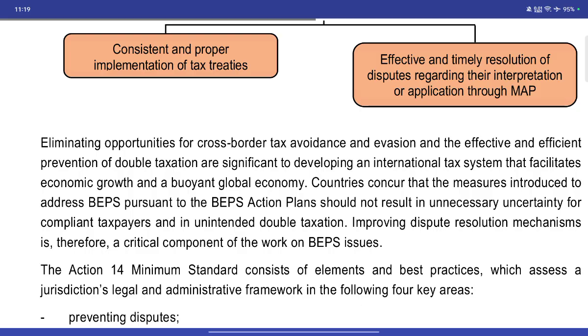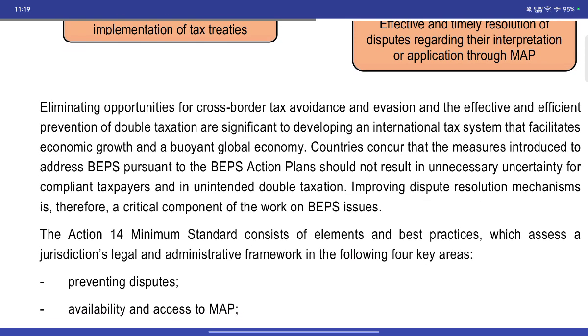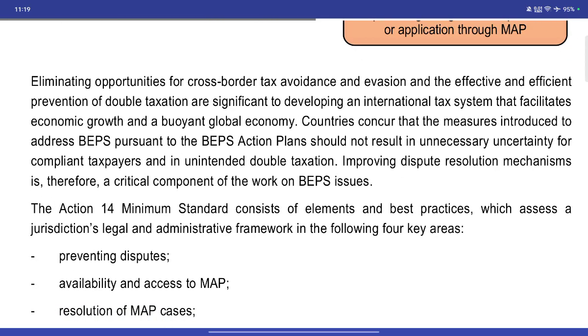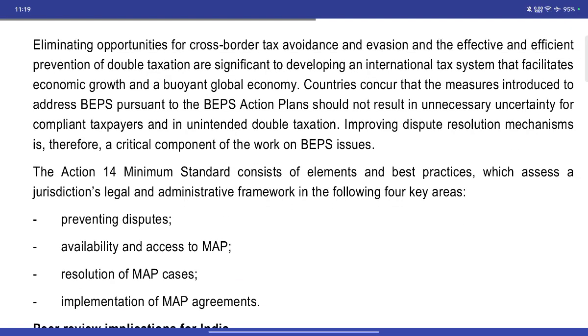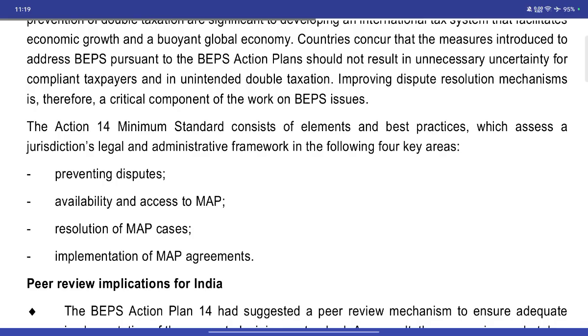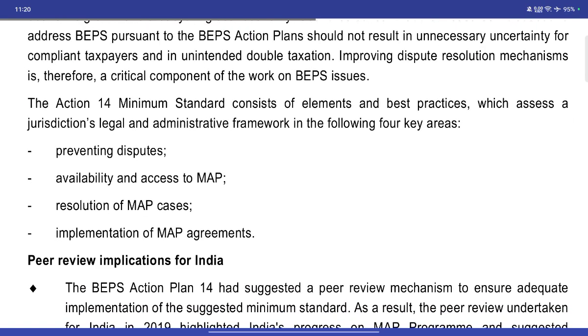Countries agree that measures introduced to address BEPS pursuant to the Base Erosion and Profit Shifting Action Plan should not result in unnecessary uncertainty for compliant taxpayers and unintended double taxation. Improving dispute resolution mechanisms is therefore a crucial component of work on BEPS issues. The Action Plan's minimum standard consists of elements which give taxpayers access to judicial, legal and administrative frameworks in the following four key areas.